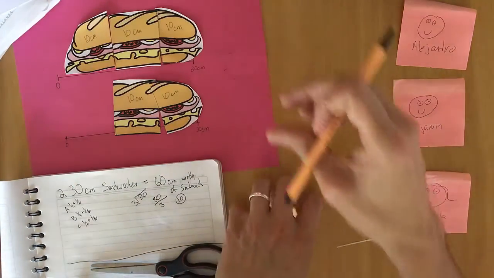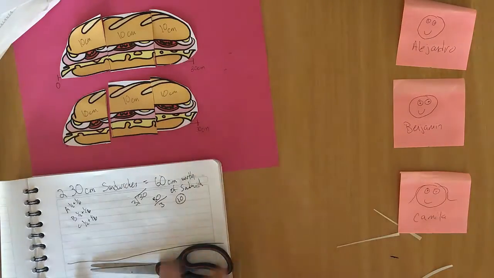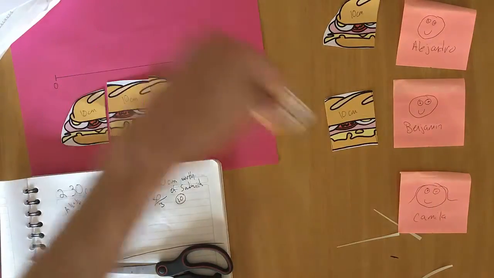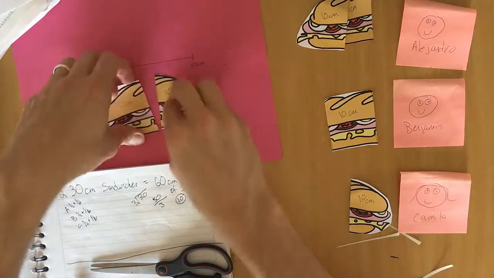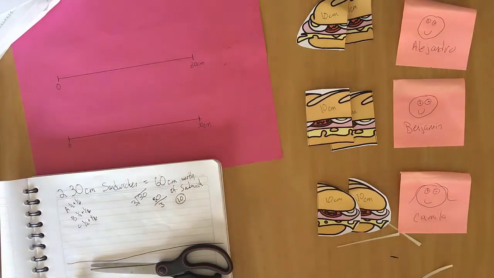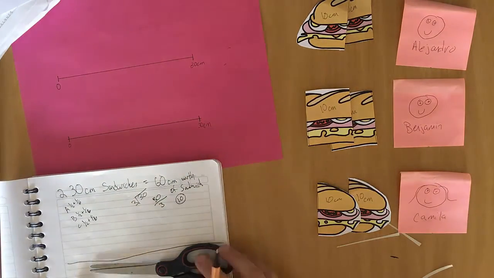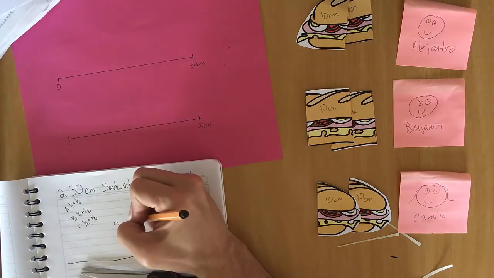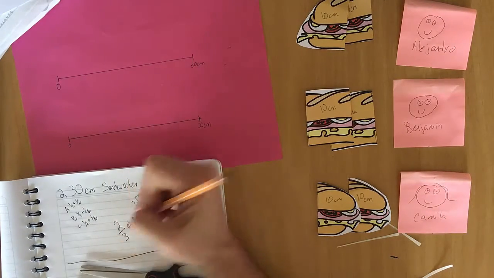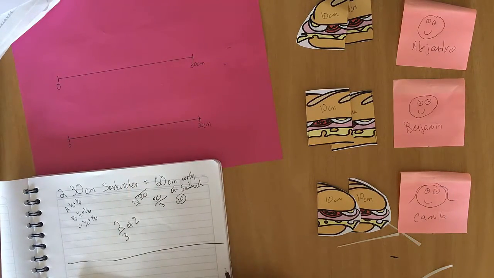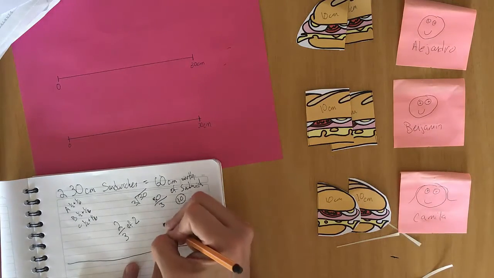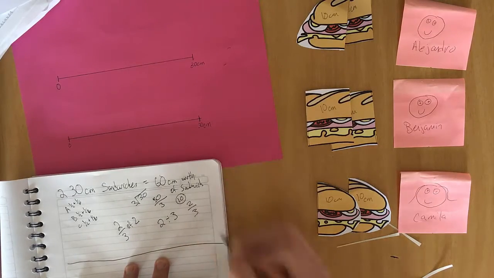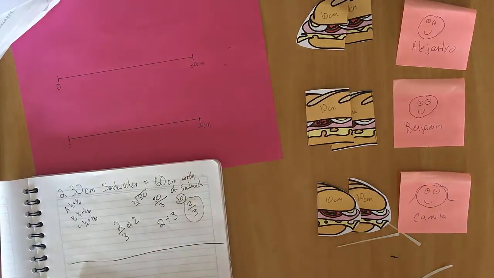Each of these sandwiches is cut into thirds, and each person is getting 1/3, 1/3, 1/3, 2/3, 2/3, 2/3. Each student is getting 2/3 of the 2 sandwiches, right? So if we have 2 sandwiches and we divide it by 3, that is the same thing as saying 2 divided by 3. That gives us the answer right there, 2/3.